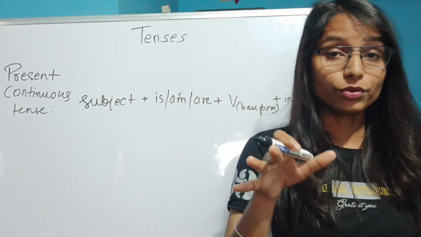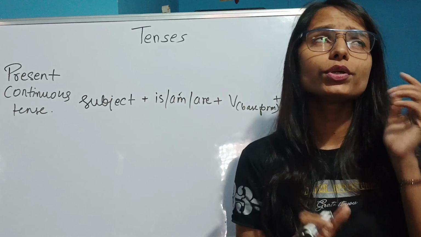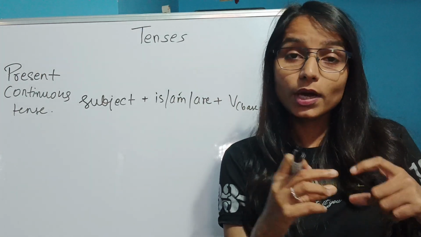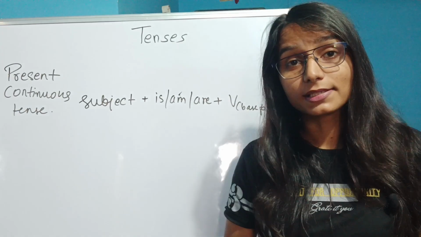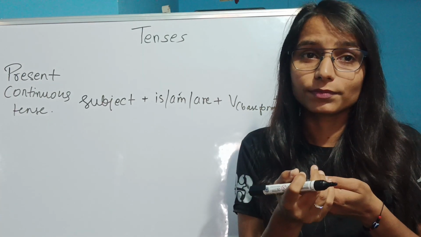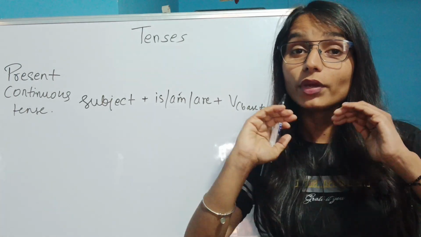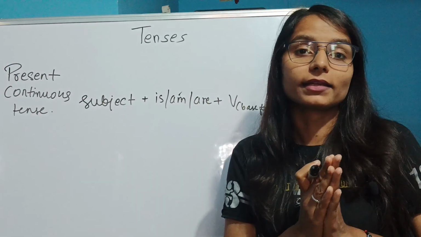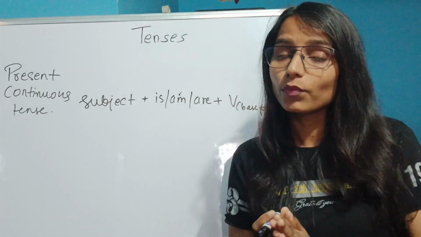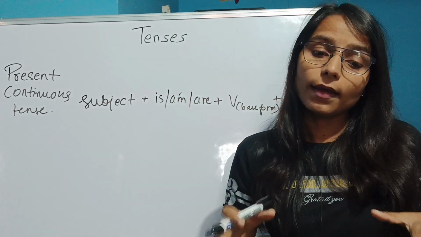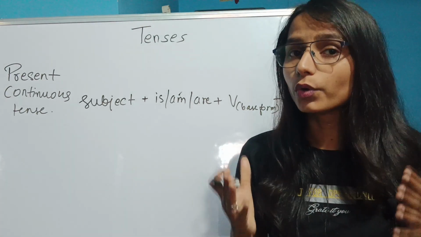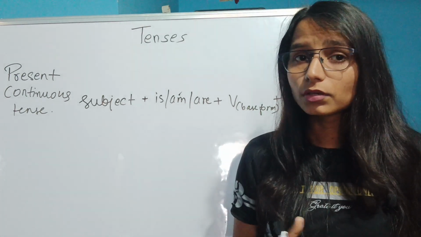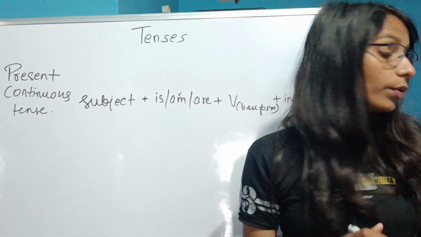If you're talking about today, okay, I am going to the market today, so you are using this sentence structure, present continuous tense. I am going to the market, right? I am going to the market today. Even when you are not saying today, the people you're talking with get to know that you are going to the market today, not tomorrow.